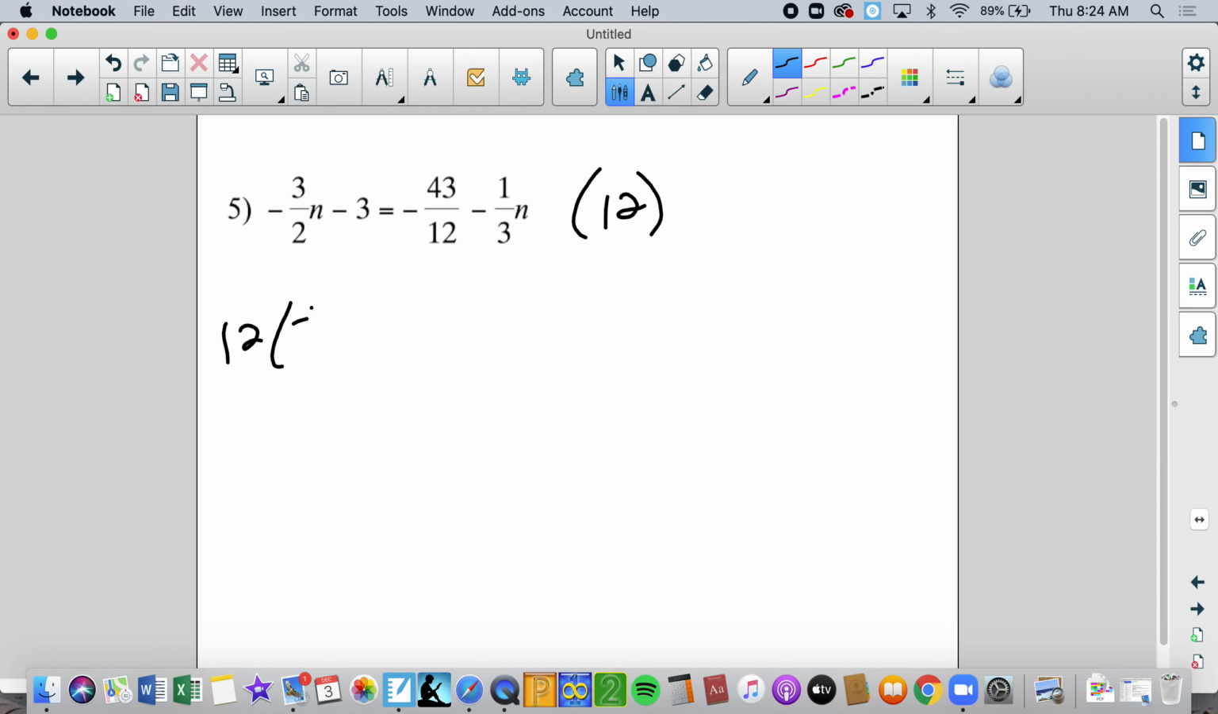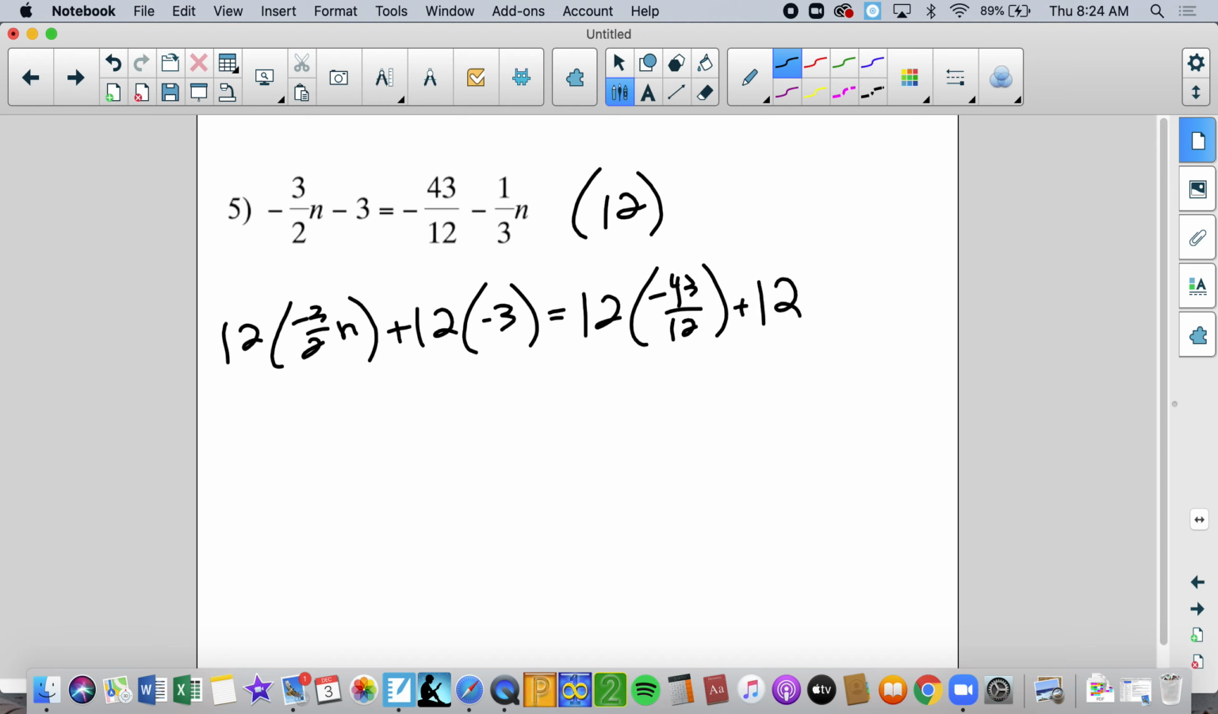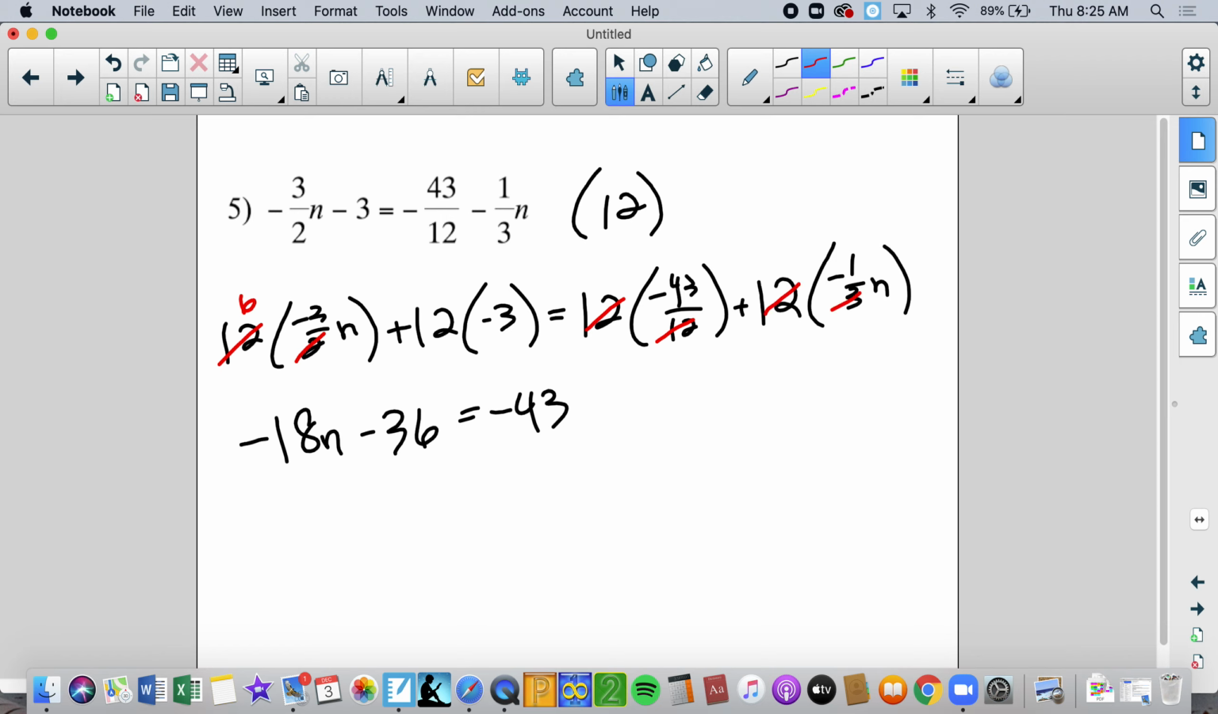I'm going to multiply everything times 12. Negative 43/12 plus 12. Make sure you have that sign in between the parentheses and the 12 times negative 1/3 n. All right, let's cross cancel. 6 times negative 3n gives me negative 18n. Negative 36 equals 12 and 12 cancel, leaves me with negative 43. 3 cancels with 12 4 times, leaves me with negative 4n.